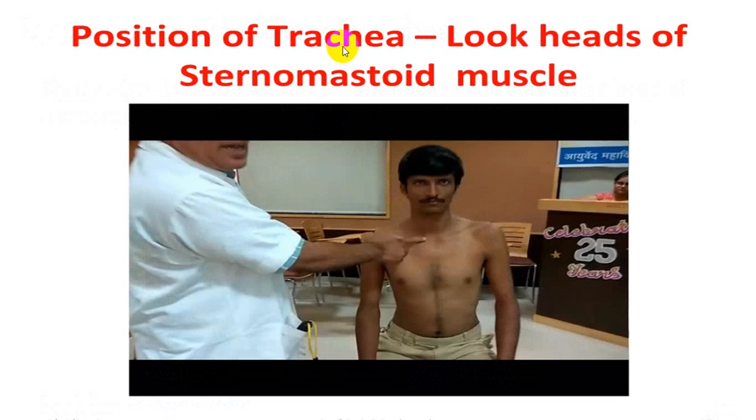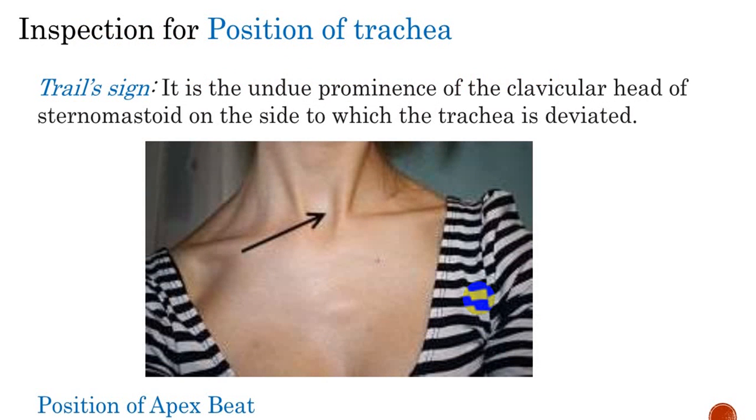So look at the position of trachea. While looking at the position of trachea, we are not supposed to use finger or even palm. So on inspection, best way to examine trachea is ask the person to lie down, remove the pillow, so there is a hyperextension, and now put the chin exactly in the center and compare right with left sternomastoid, and you can examine what we call as Trail's sign or Trell's sign.